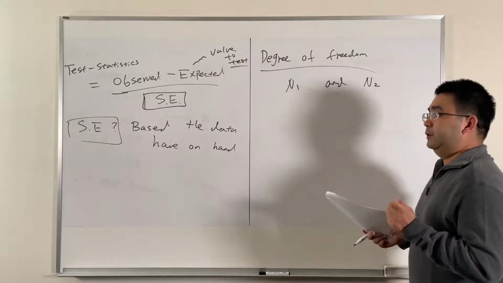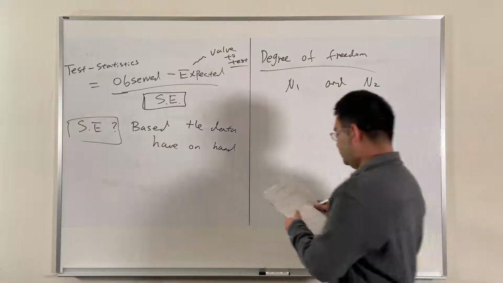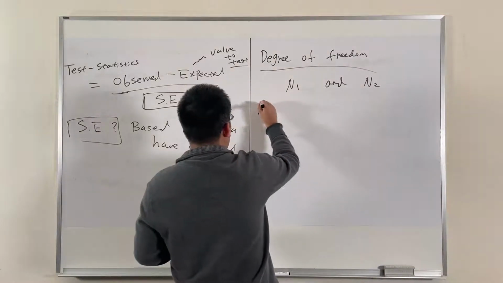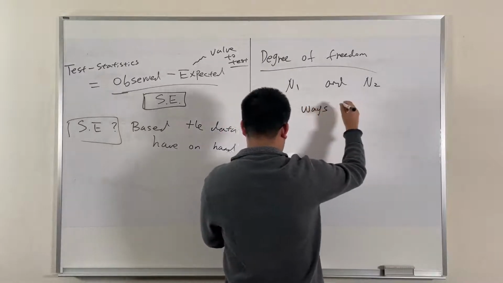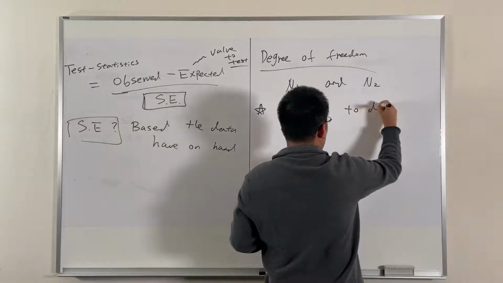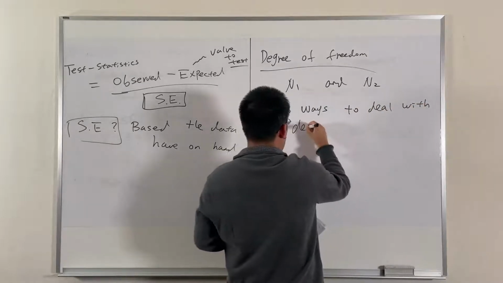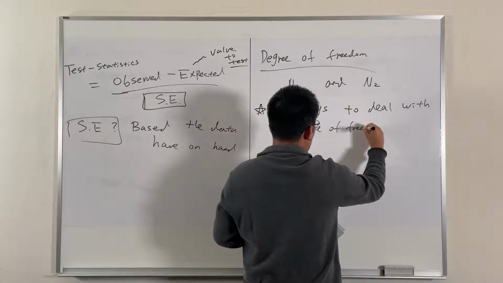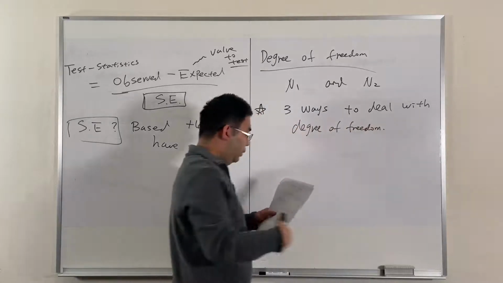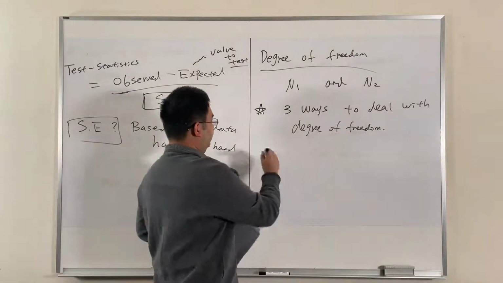For the purpose of this class, I'm going to tell you 3 ways to deal with degree of freedom. The first way is what we call the conservative method.